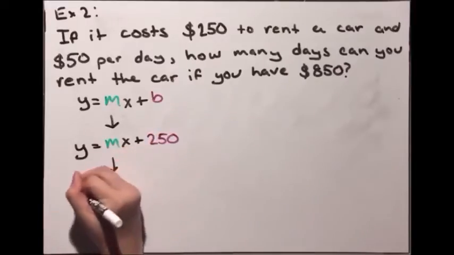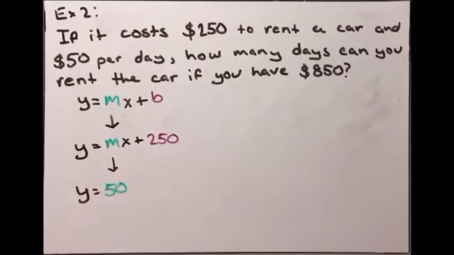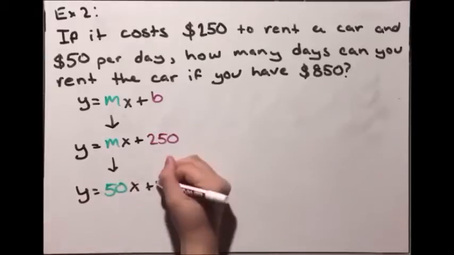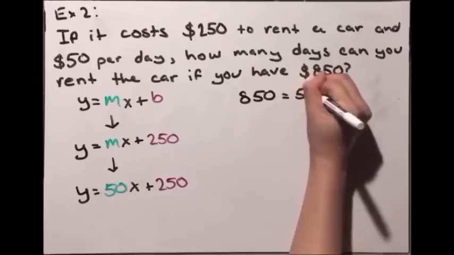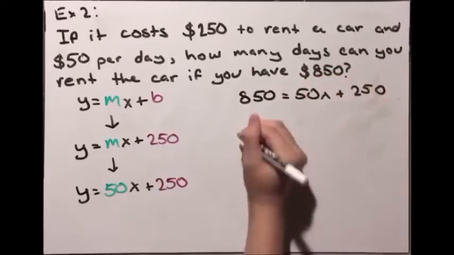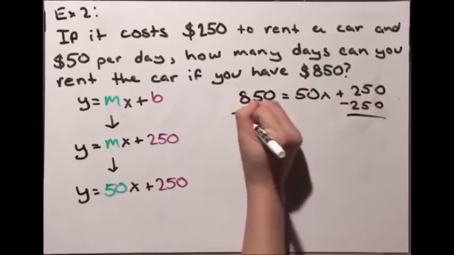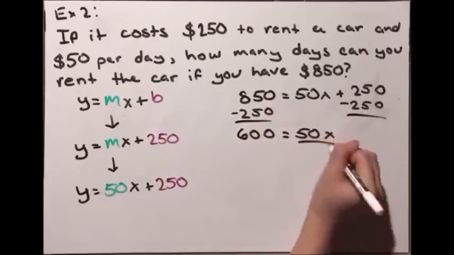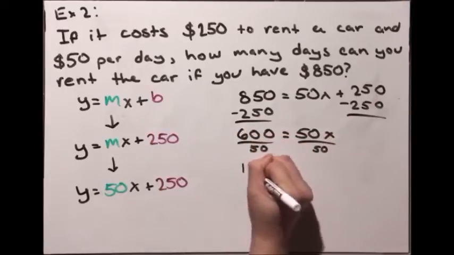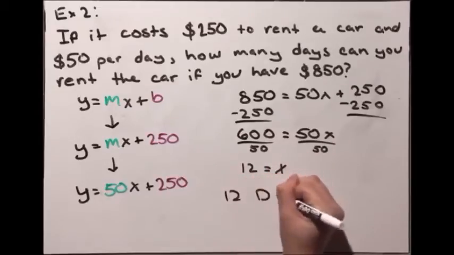Since the cost of the car adds $50 per day, replace it with m because it's your changing value. Since the problem says you only have $850, that means 850 would be the total amount spent on the car. So replace your y value with 850 and solve for x. You should be able to rent the car for 12 days.